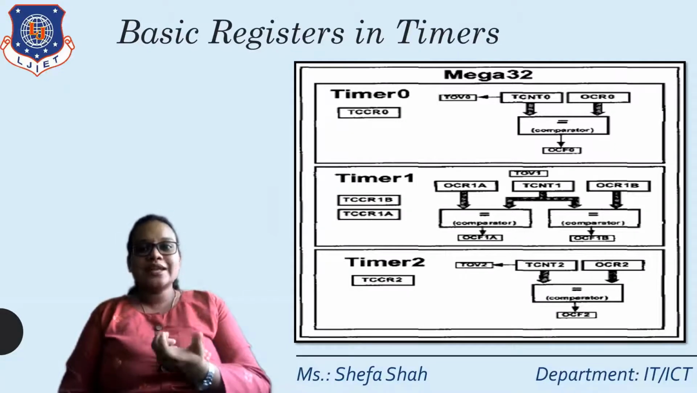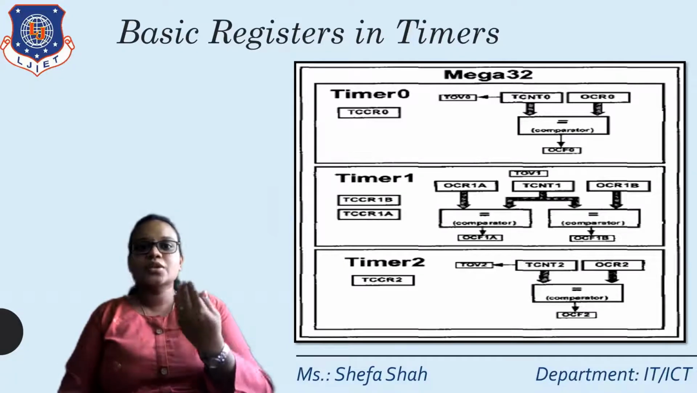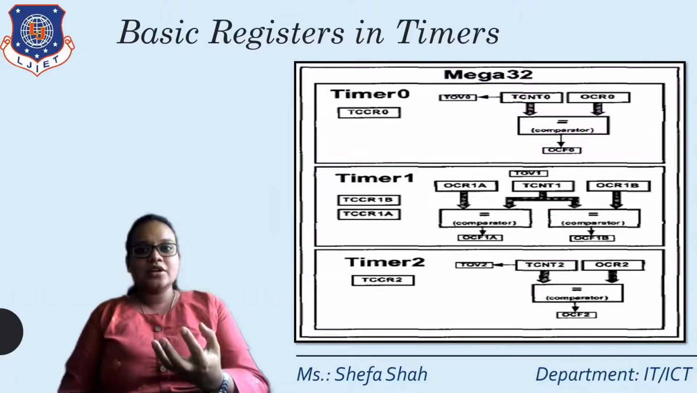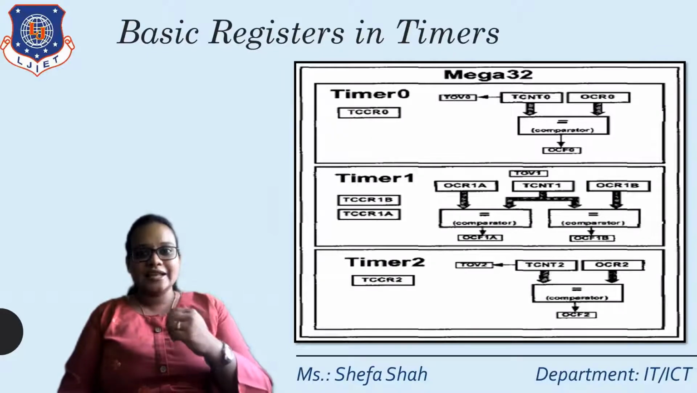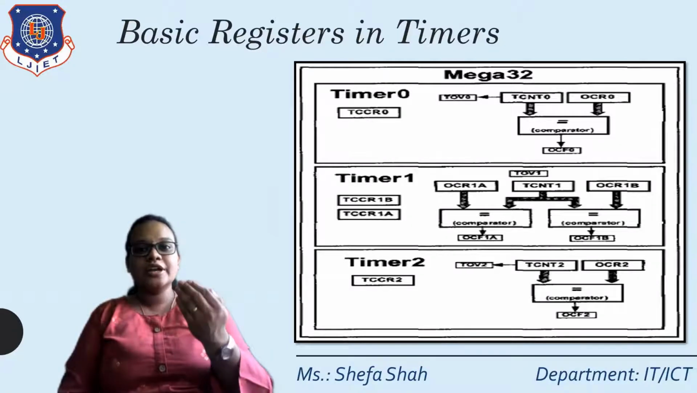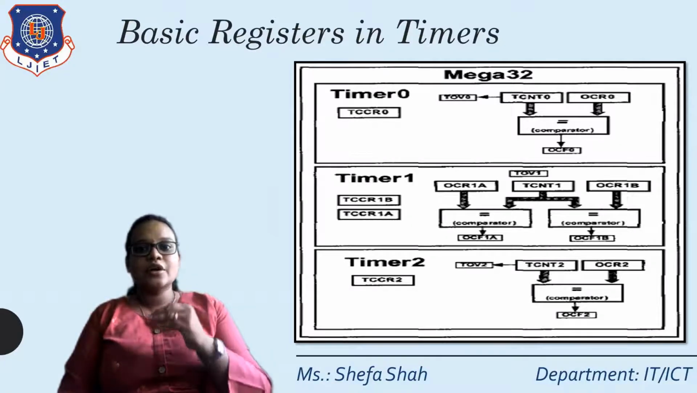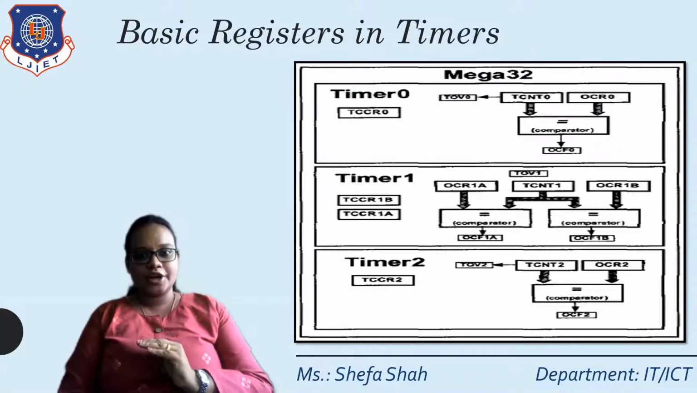Now, what happens in the normal mode? The number of count pulses which needs to be counted is stored in TCNT0, and TCNT will automatically be incremented by 1, while it monitors whether the TOV flag has overflowed or not. Till then it will be monitored.